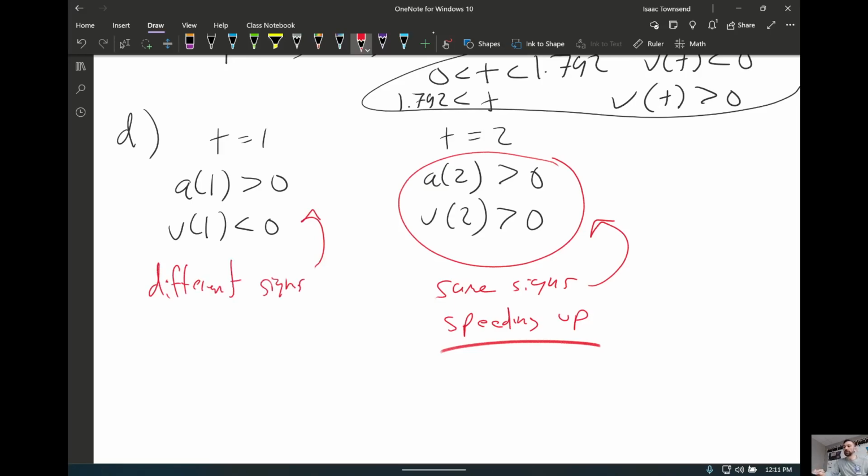So this one's going left, but its rate of change is increasing to the right. So that is slowing down. Slowing down would be the answer. The justification is a of 1 and v of 1 have different signs. One's positive, one's negative.